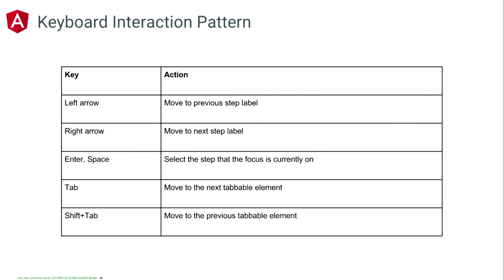And with this decision, the stepper component supports the following keyboard interaction pattern. So with the left and right arrow, users can move to the previous step label or the next step label. And using the enter and space, users can select the step that the focus is currently on. And using the tab, they can move on to the next tabbable element. And with the shift and tab together, they can move to the previous tabbable element.